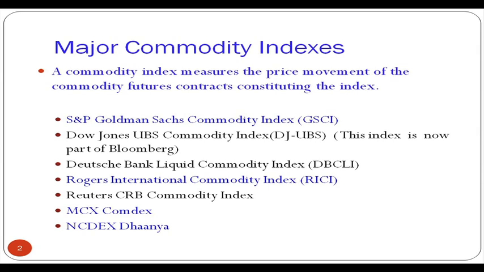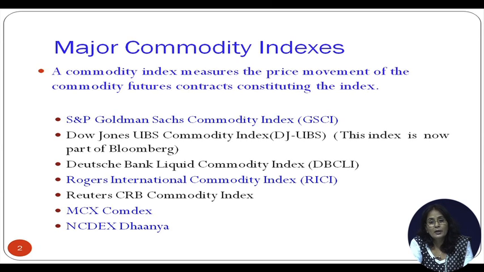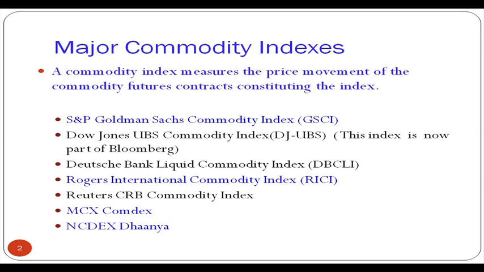As I mentioned, let's focus on the PPT. As I mentioned, a commodity index measures the price movement of commodity futures contracts constituting the index. Commodity indices are quite a few; at this point of time, Bloomberg publishes around 100 commodity indices constituting futures contracts of different underlyings. In this particular slide I have only listed out some of the indices.